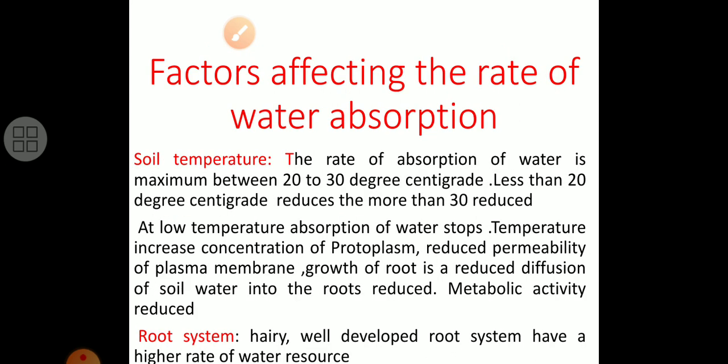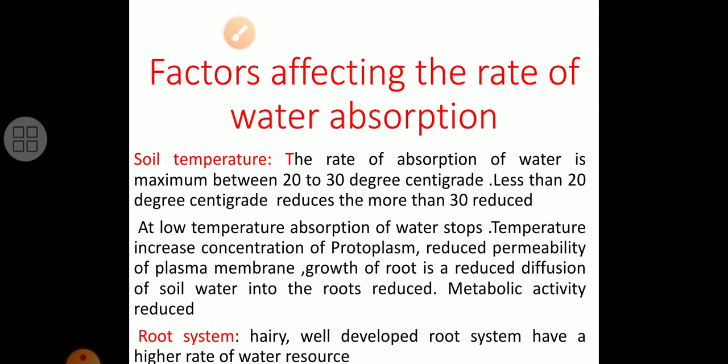my friends. Another most important factor is the temperature of the soil, which affects the rate of absorption of water. The rate of absorption of water is maximum between 20 to 30 degrees centigrade. If the temperature of the soil increases above 30, the rate of absorption of water decreases. If the temperature decreases below 20 degrees centigrade, then also the rate of absorption reduces. At low temperature, absorption of water stops, my friends.